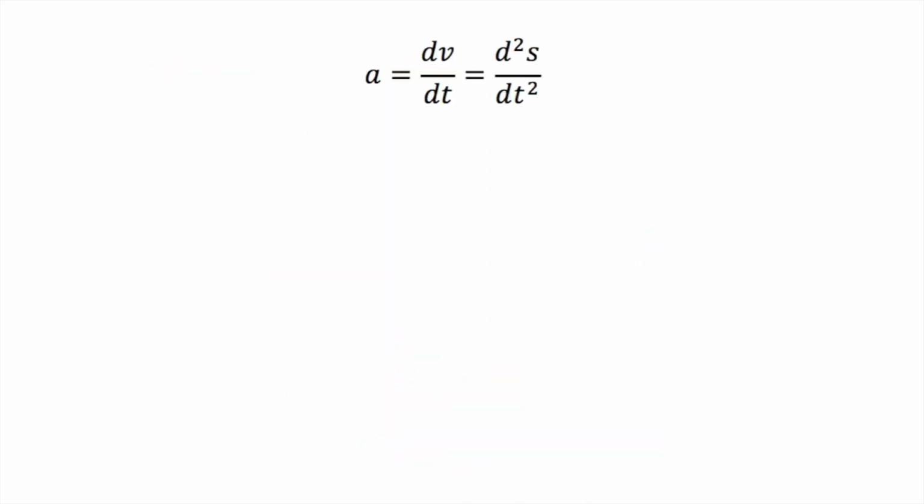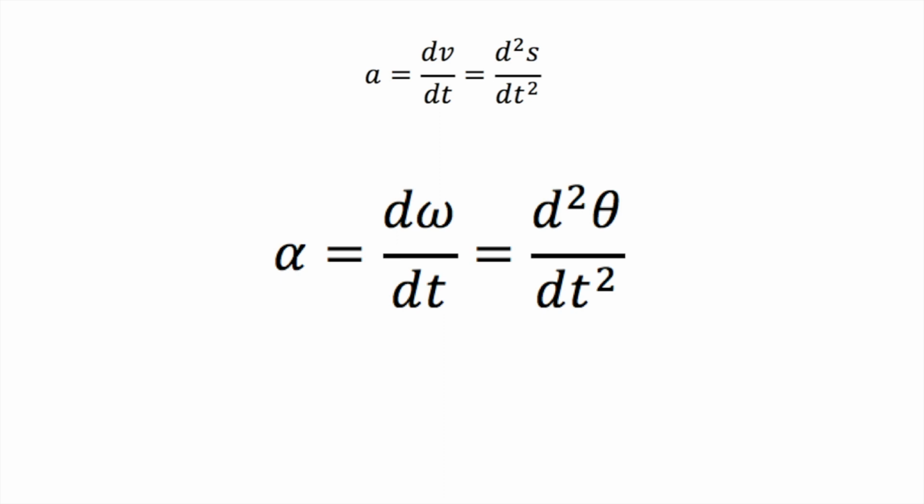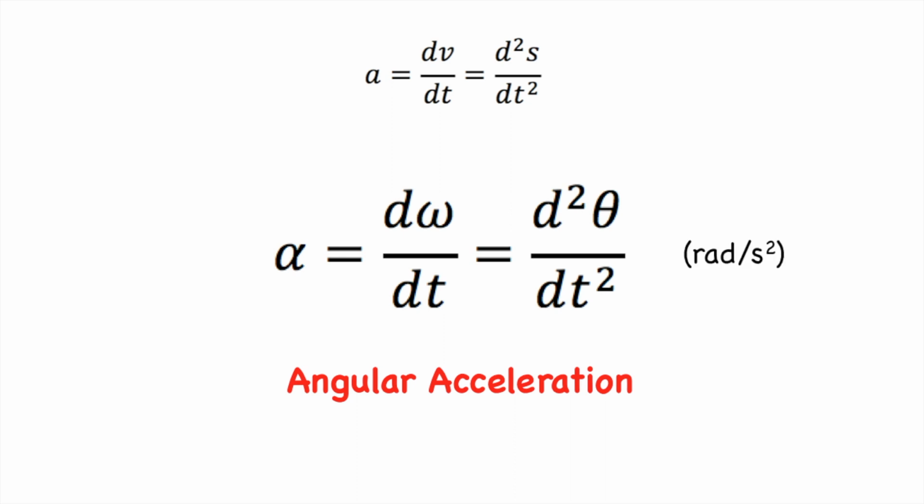Similarly to the linear acceleration, which is defined as the derivative of the velocity or the second derivative of the linear displacement with respect to time, we can define the angular acceleration as the derivative of the angular velocity or the second derivative of the position angle with respect to time. It is measured in radians per second squared.